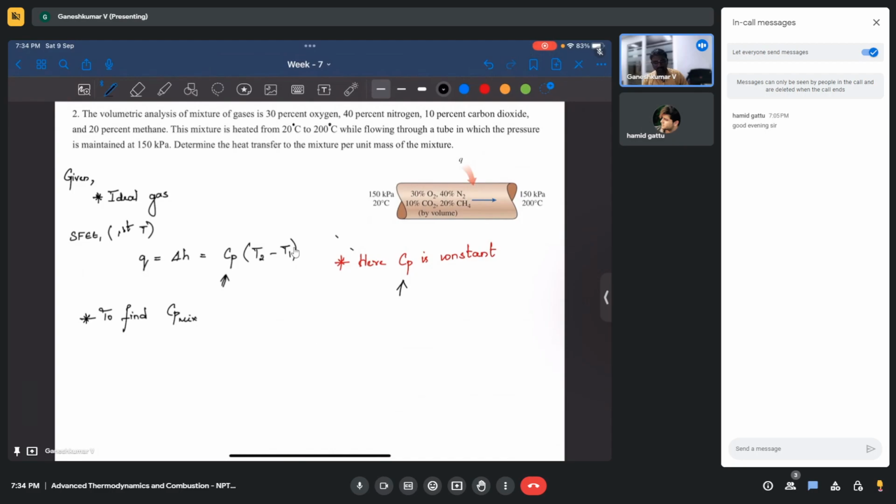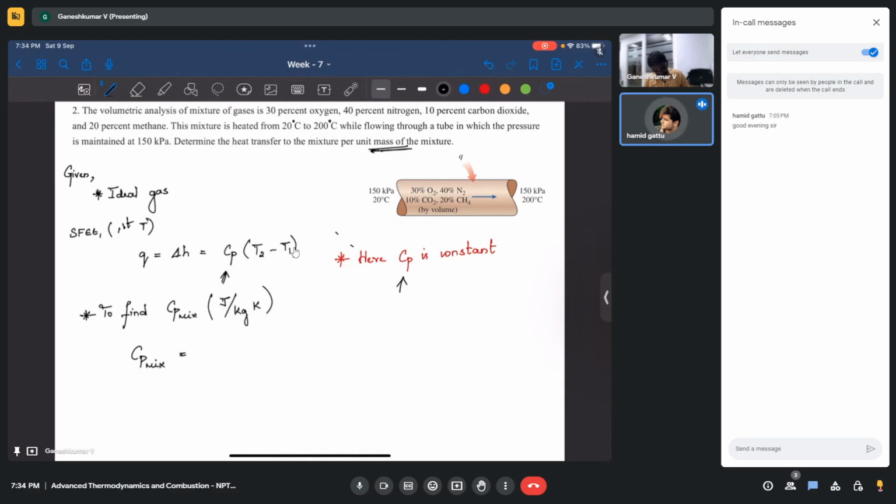What we need is Cp for a mixture. Now it is not a pure gas, it's a mixture of gases. So how do we find Cp of a mixture of gases? We need to find it per unit mass of the mixture, so it's better to take Cp in joules per kg Kelvin. So Cp of the mixture should be on a mass basis. How do we find the Cp of the mixture from the individual constituent Cp? Any idea?